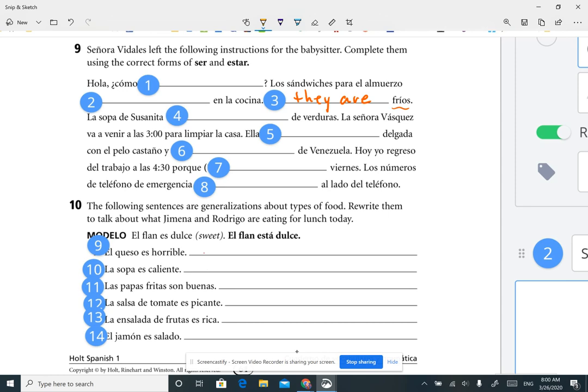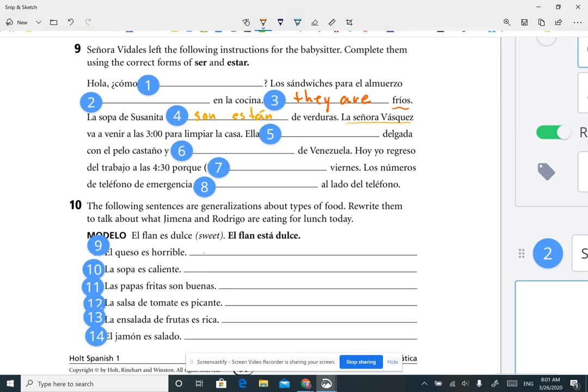So la sopa de Susanita, the soup of Susanita, is made of vegetables. So this is either going to be son or están. So you have to choose if it's describing what the soup is made out of, or if it's a location or how the soup is feeling, right?